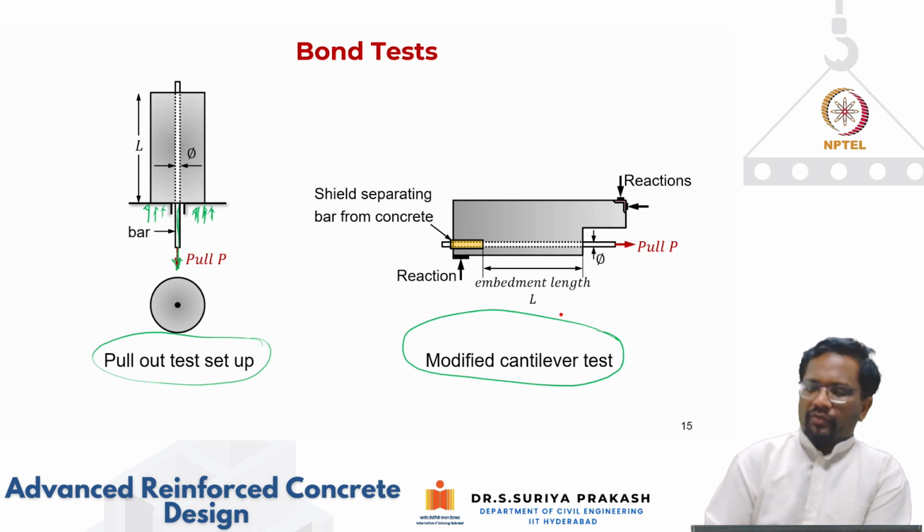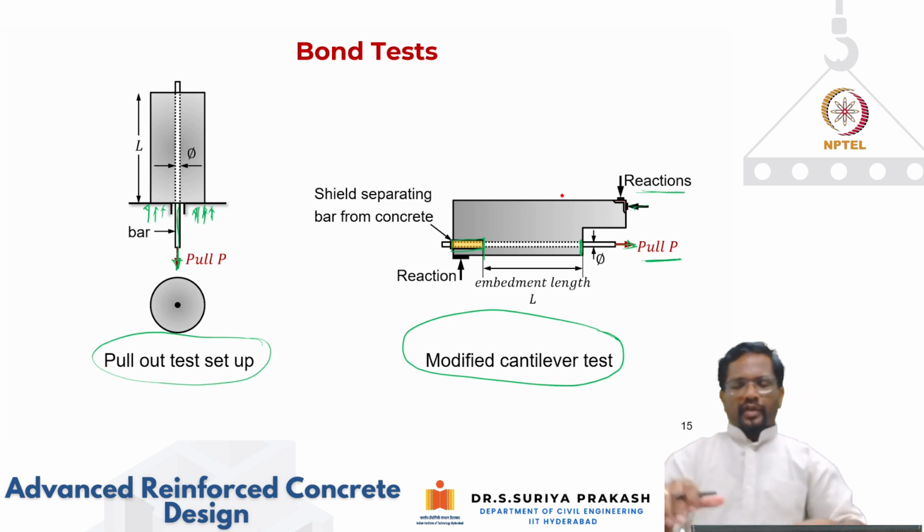Here also what we do is we embed the bar and then we create some small sheet, or we make sure that at the end there is no contact, so that this becomes your test region. Depending upon what kind of force you apply, if you start pulling it, of course you have to apply some reactions here to keep it in equilibrium. Then at what force it is failing, we know P. So this is basically a modified cantilever test.